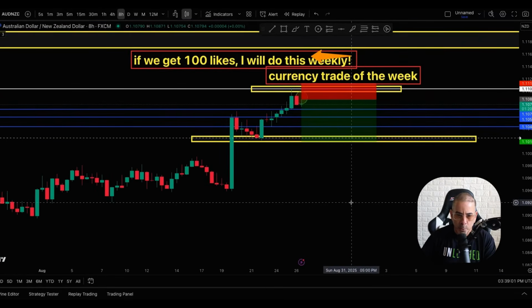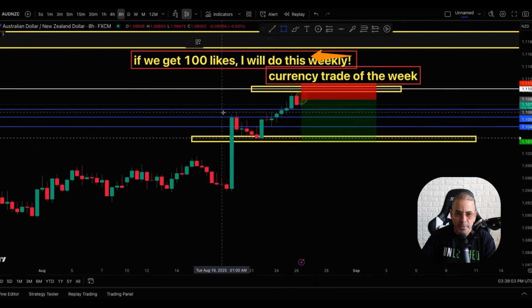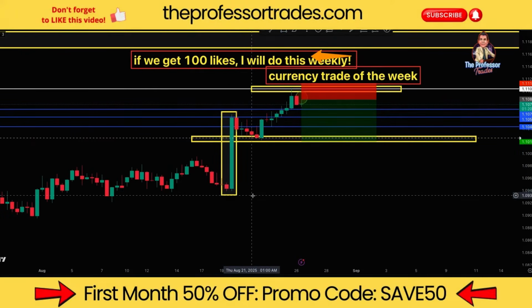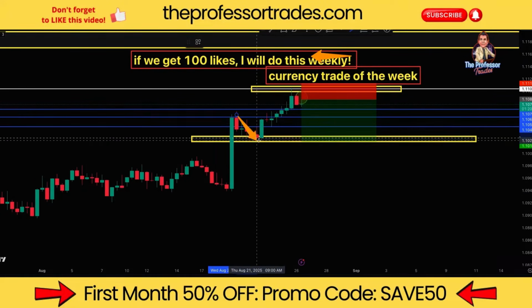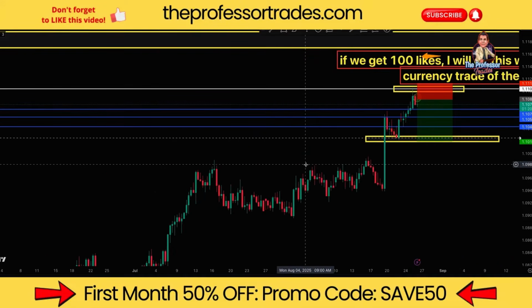Okay, so let's go over why we're here. We had this huge impulsive candle come up above this level. We can definitely see that there. Then we had price react down to retest this level. We can see that there. And then we've gone back up here.